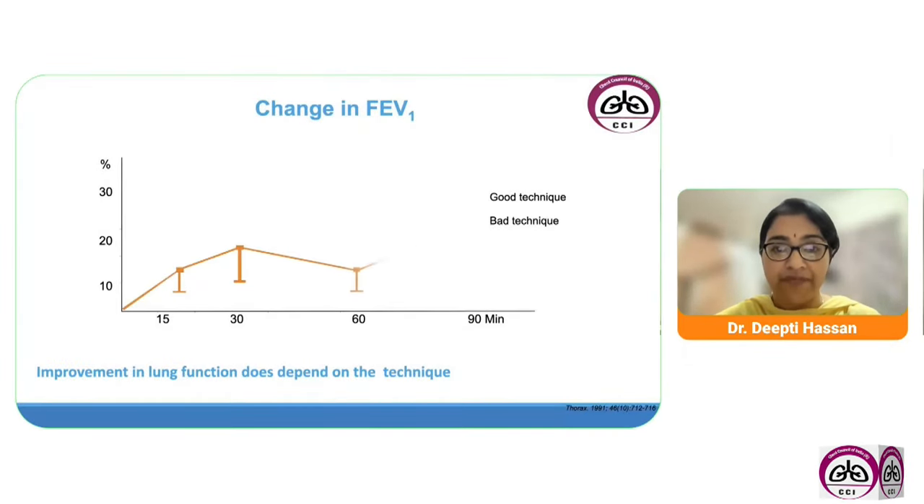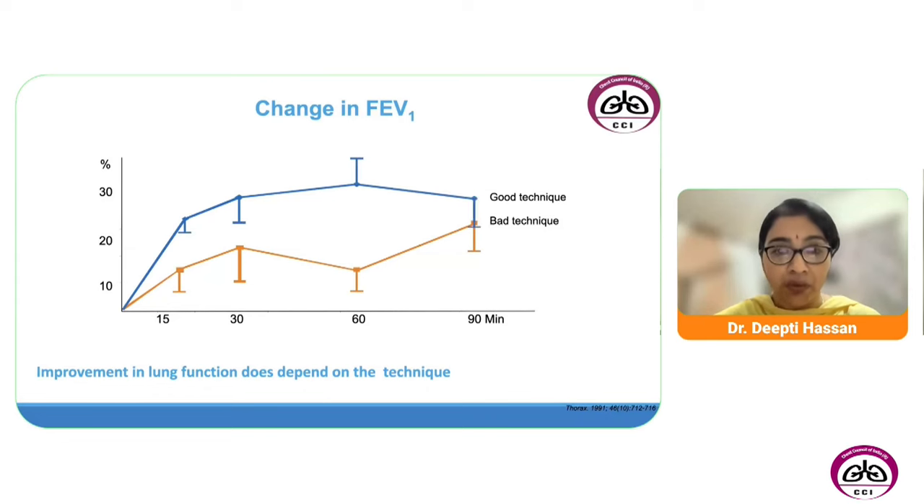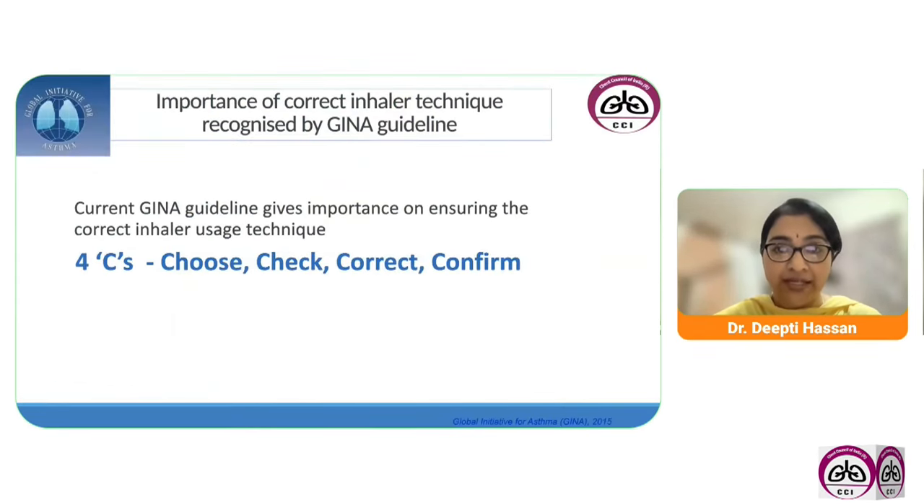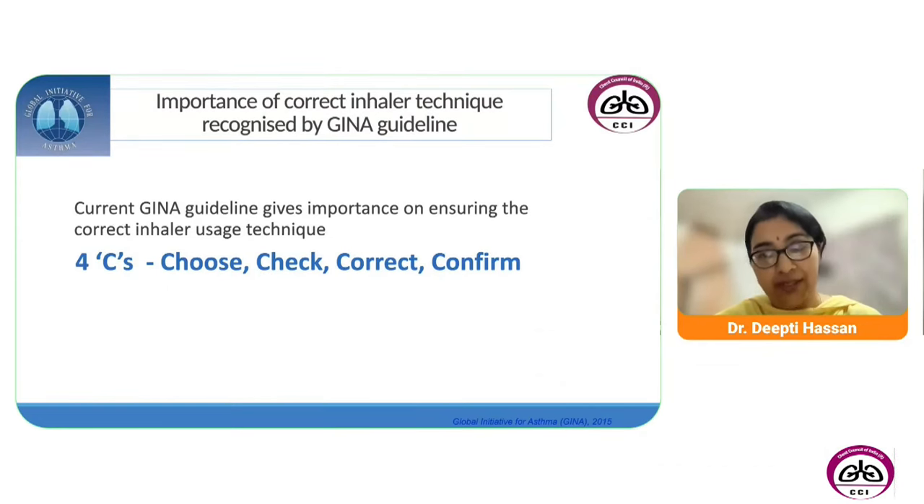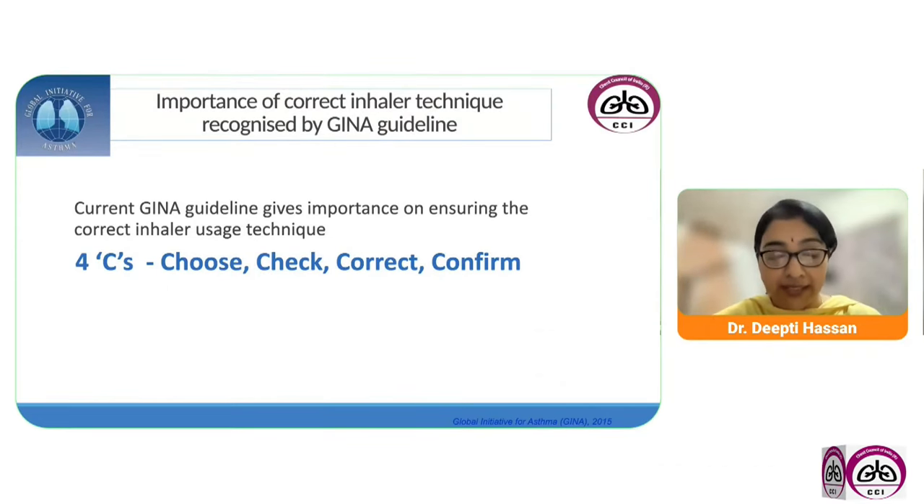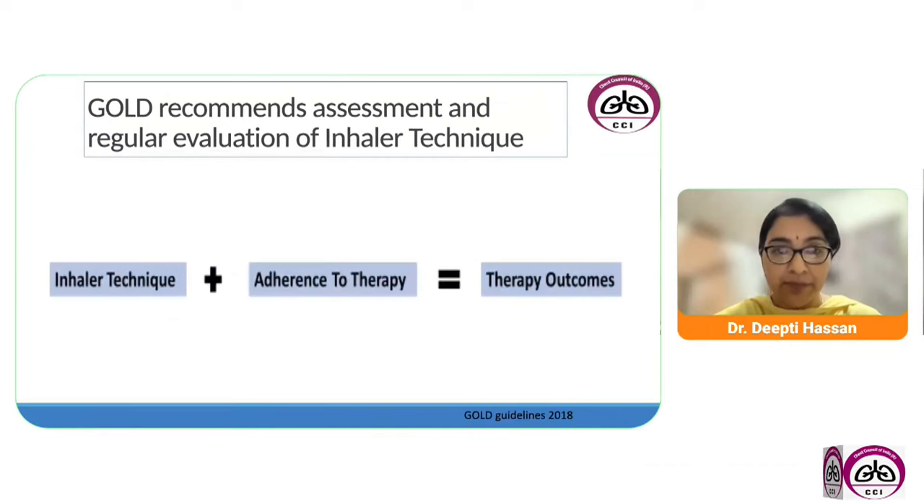Even the change in FEV1, you can notice that with a good technique, there is an improvement in lung function. Even GINA has recognized the importance of a correct inhaler technique. There are four C's. You have to choose the right device for the right patient. You have to check the technique. You have to correct any mistakes and further confirm with every follow-up whether the technique is being done properly.